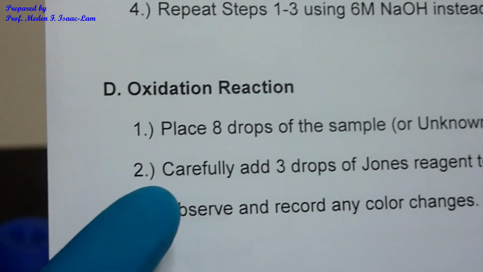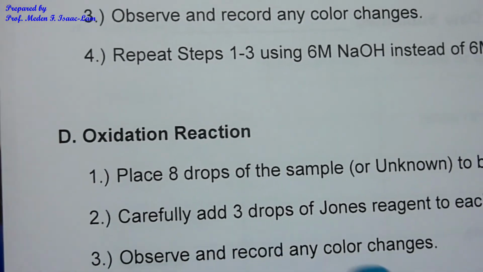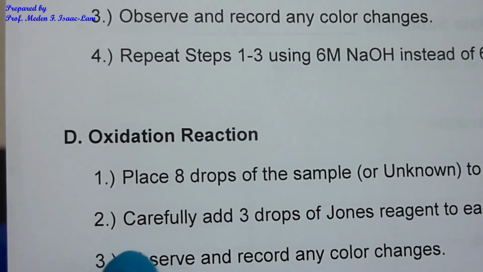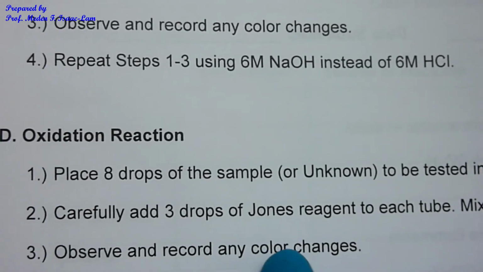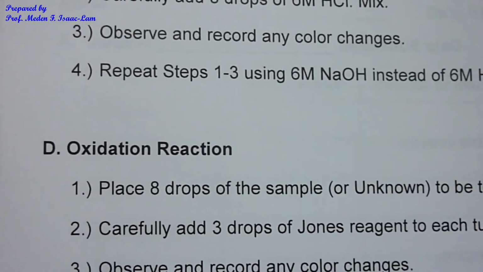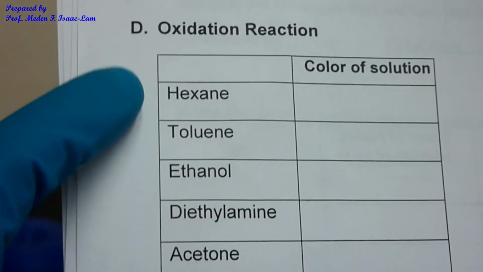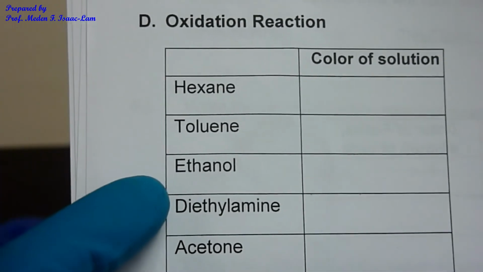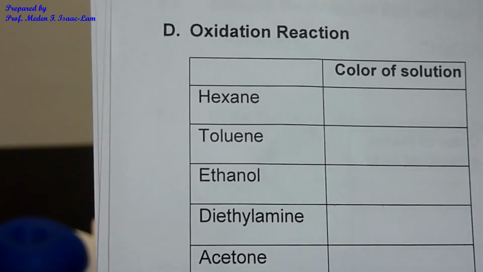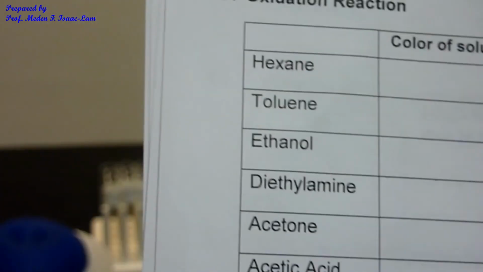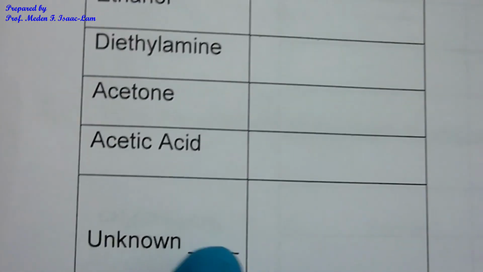Part D, I'm just going to put 8 drops of the sample or unknown in the tubes, and then gonna add 3 drops of the reagent, Jones reagent, to each tube. Mix it, observe, and then record the color changes. So basically the last table in the lab report, you're gonna fill it. So again, we have 6 samples: hexane, toluene, ethanol, diethylamine, acetone, acetic acid, and then the unknown that you've been working on.